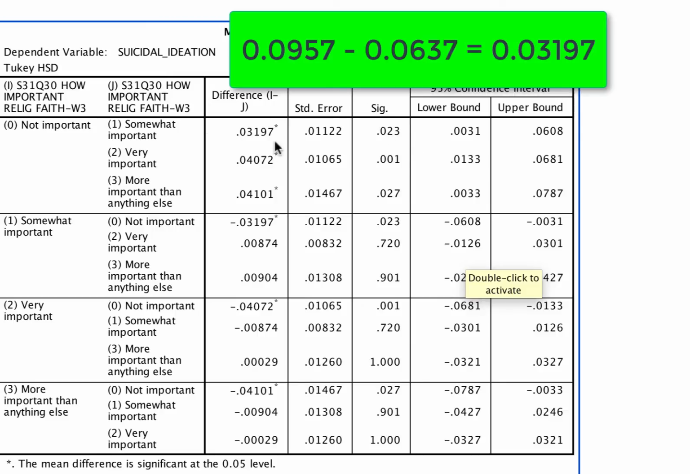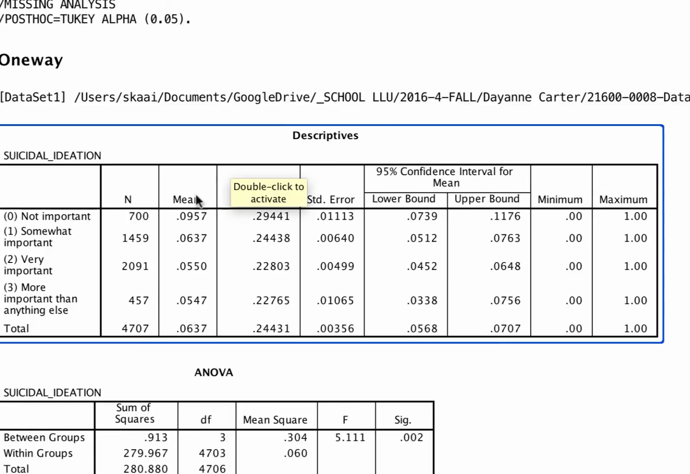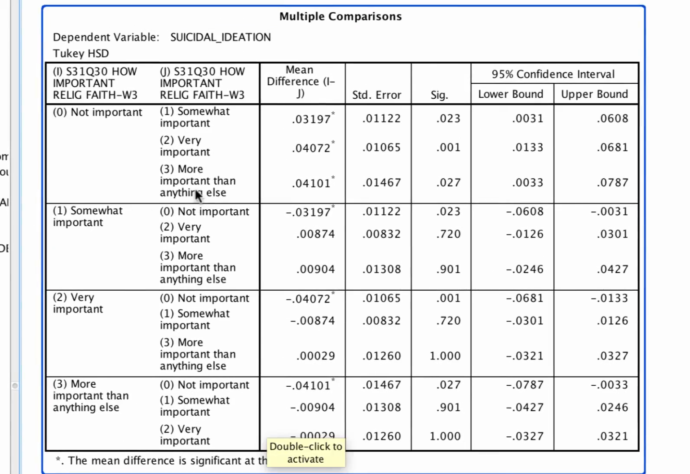If you compare them, you'll want to write them on paper. You're saying, is there a difference between 0 to 1? Yes, and the difference is about that much. Is there a difference from 0 to 2? Yes, and the difference is about that much. This is the difference between the means. Remember, these are the means. Okay, so is there a difference from 0 to 3?